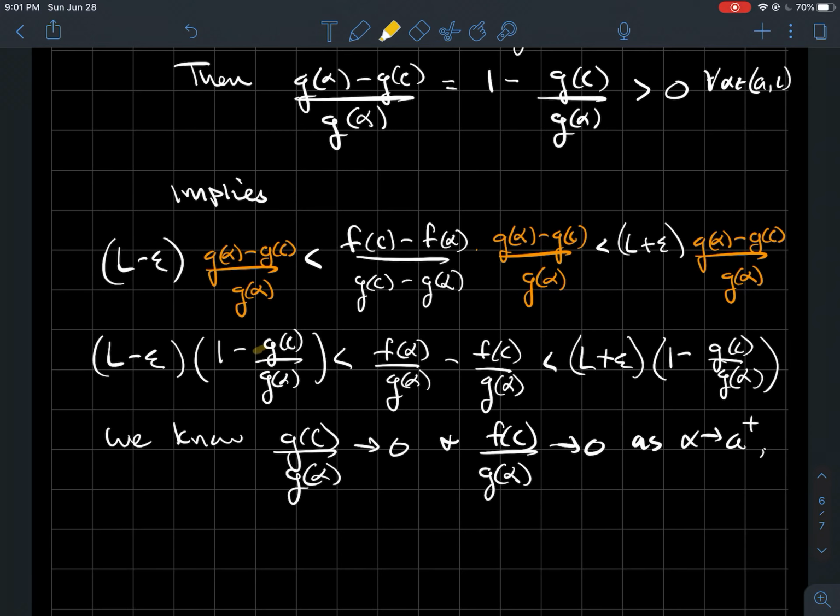Okay, so now let's think about what do we know about these again? And what do we know about this again? Well, remember, g of c and f of c are constants. We're treating alpha as the variable right now. So I know that both of those should go to 0 as alpha gets close to a from the right.